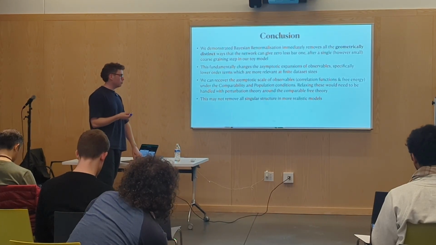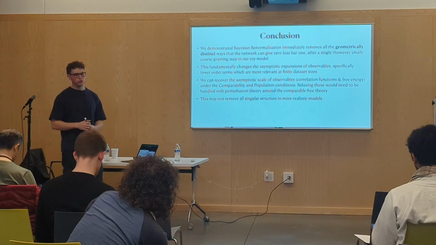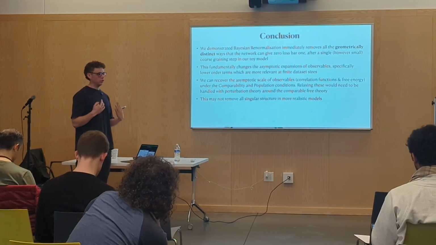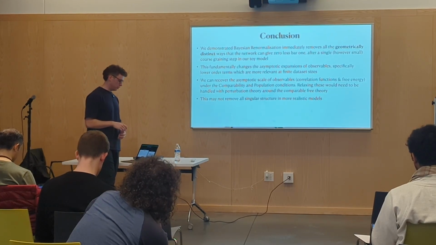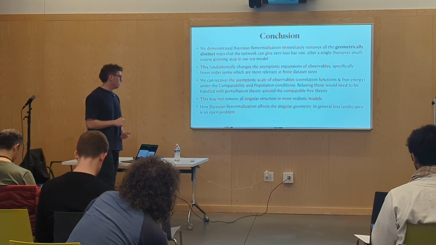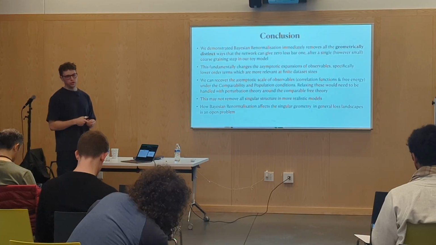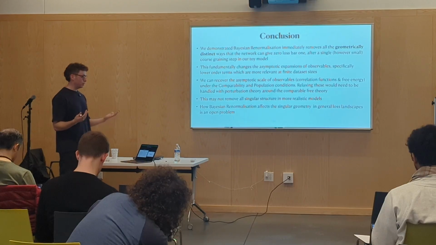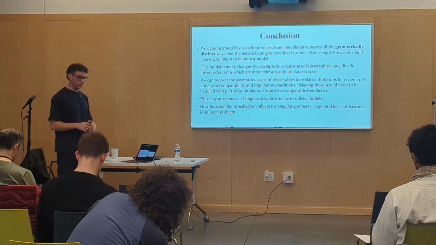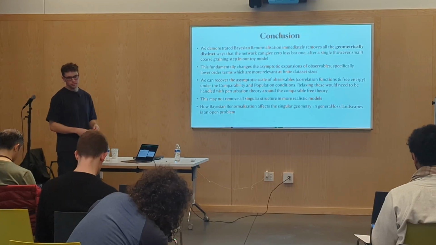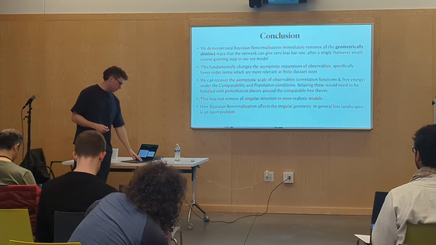And again, in more realistic models, I would not expect this to remove all the singular structure in a single step, because the singular structure in a more general model is a lot more complicated. It can't be so easily removed. How Bayesian renormalization affects the singular geometry in the general cases is an open question. But at least in this toy model, I hope we've been able to say that SLT can say something interesting about how it currently exists if you do not want to take a large width limit and instead look at the large data limit. That's all I've got for today, so thank you.